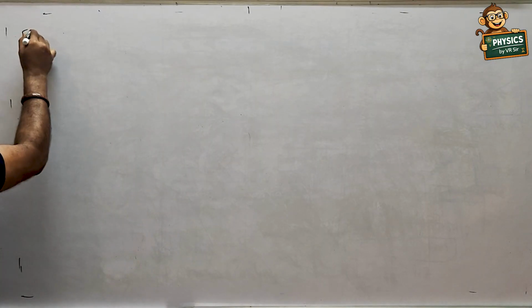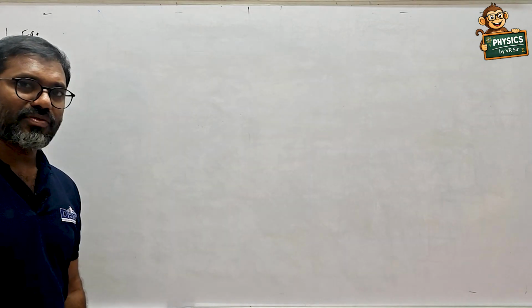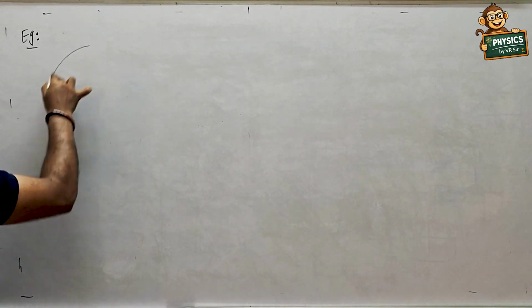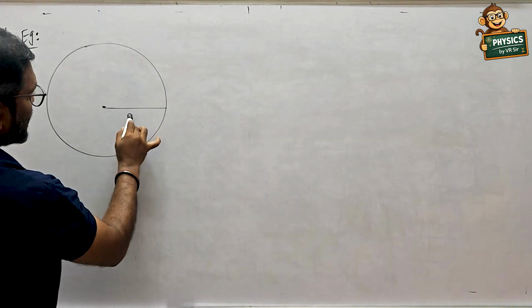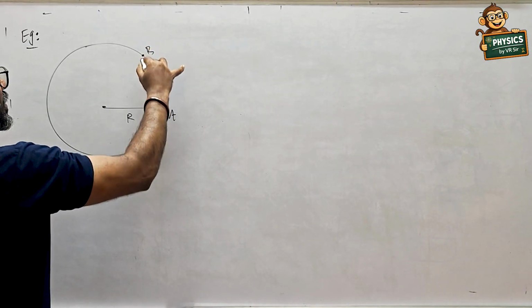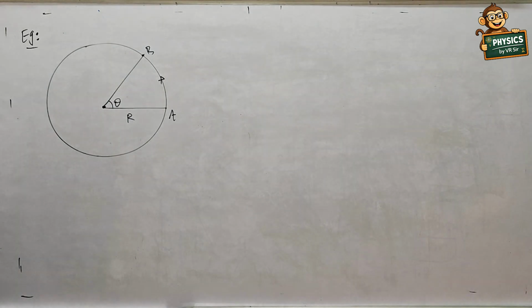Now, let's go with one more example. This example is a generalized example for the problems we did in the previous case. Look at here. This is an object moving in a circle. This is the center and this is the radius. This is A, and it has moved to the point B through some angle, theta. So this is a generalized case.